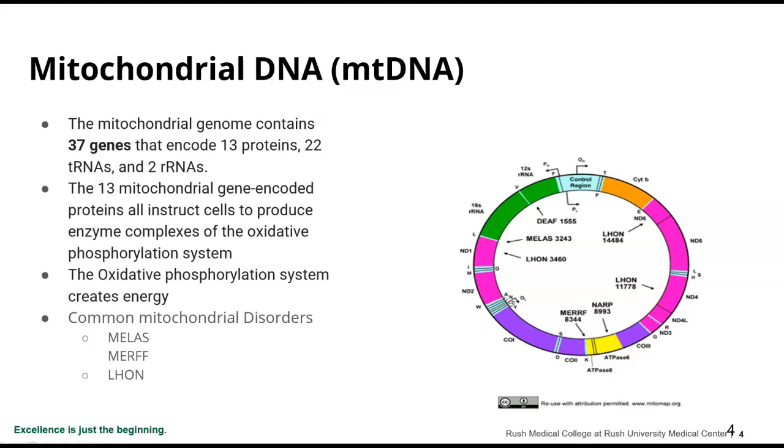The mitochondrial genome contains 37 genes that encode for 13 proteins, 22 tRNAs and 2 rRNAs. You don't need to memorize that. Maybe the 37 genes. The 13 mitochondrial proteins instruct enzyme complexes in the oxidative phosphorylation system, and the oxidative phosphorylation system is important in creating energy. So common disorders associated with mitochondrial inherited disorders include MELAS, MERRF, and LHON. So again, these 13 proteins, here we have MELAS, LHON, MERRF.